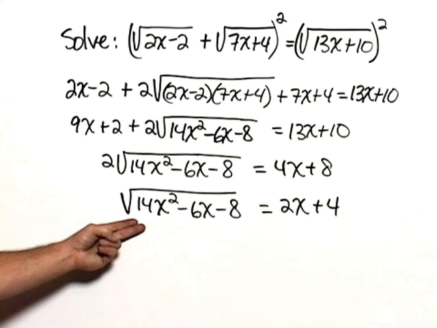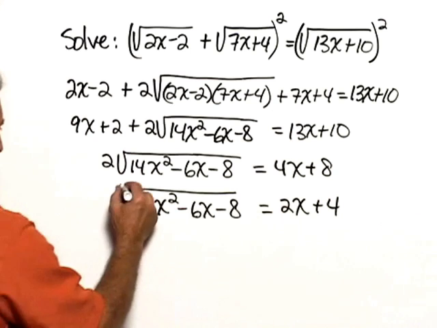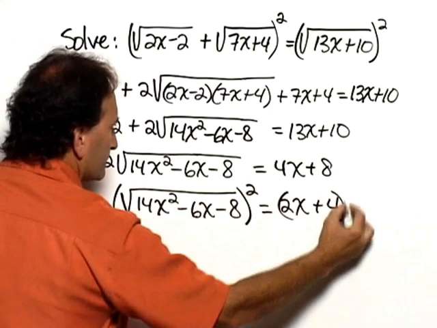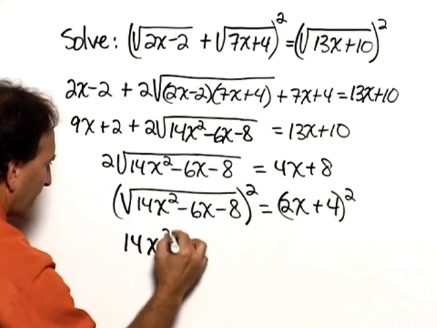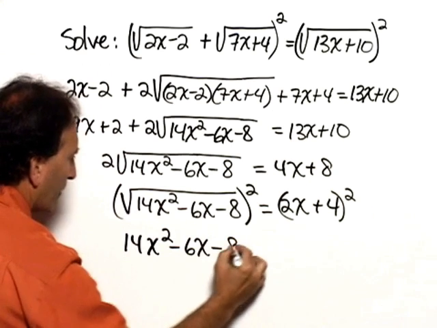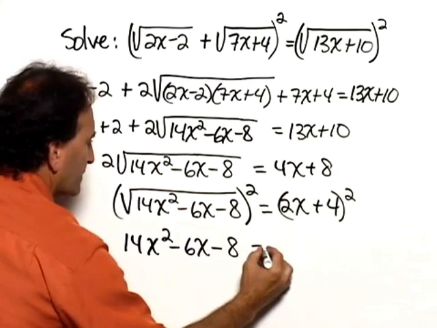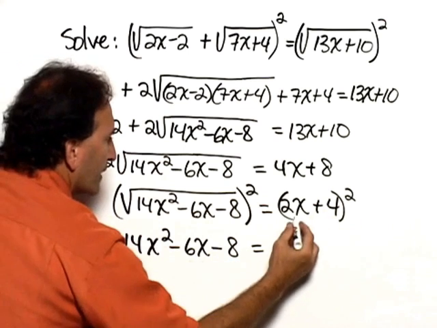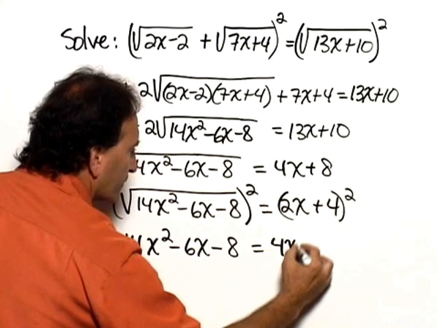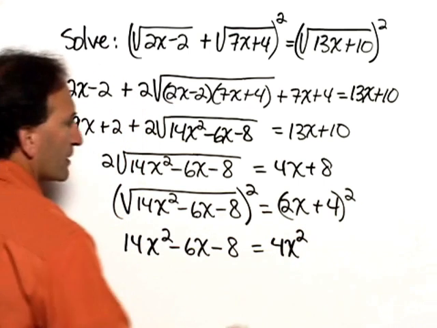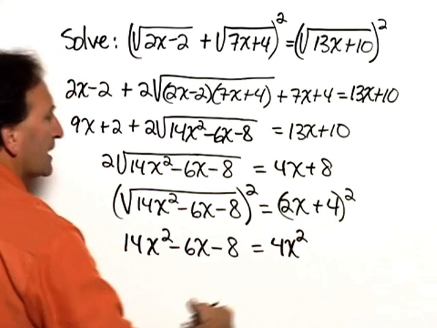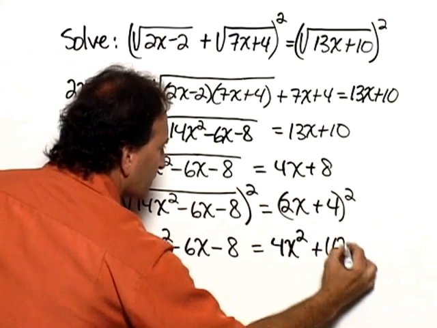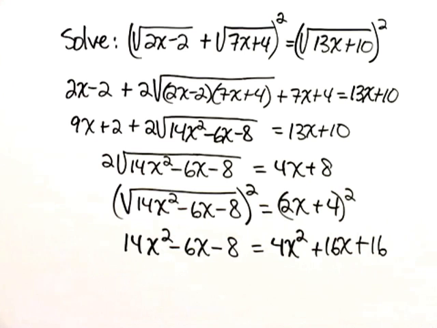We have the radical isolated, so now we square both sides. And on the left-hand side, we eliminate the radical. So our result on the left-hand side is 14x squared minus 6x minus 8, and that's equal to the binomial squared. The first term squared, 2x all squared, is 4x squared, plus twice the product of these two terms. So 2x times 4 is 8x. Twice 8x is plus 16x. And then we have plus 4 squared, which is plus 16.